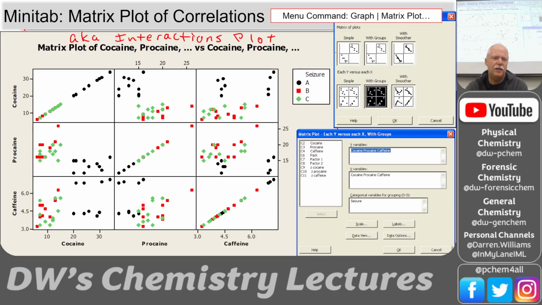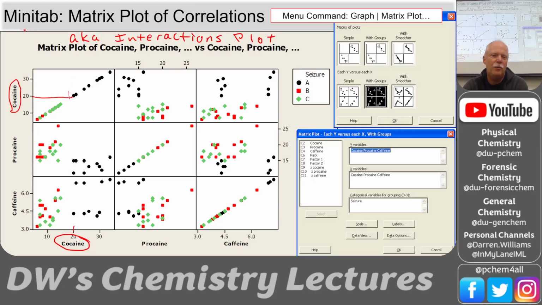If you look at here, it's a 3x3 square because we have 3 data sets. We have 3 sets of numbers: cocaine, procaine, and caffeine. The ones down the diagonal are the cocaine data plotted versus the cocaine data. So it's a slope of 1, right? That's why it's all right here. For the data point that had 20% cocaine, we come across, and guess what? It's plotted on 20% cocaine.